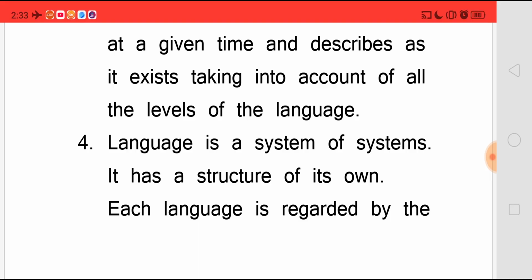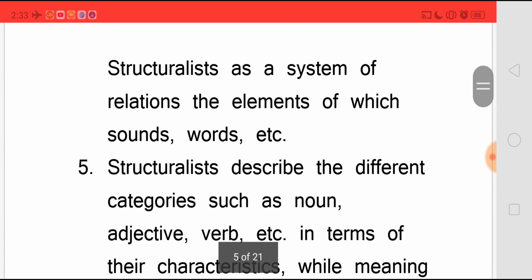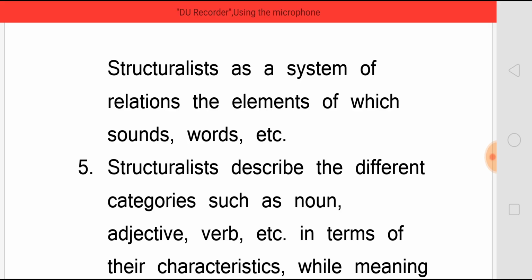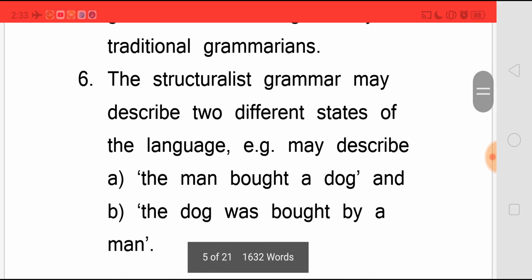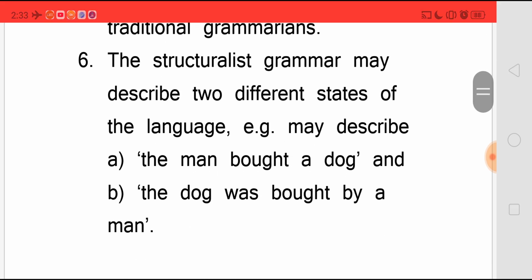Fourth, language is a system of systems. That is, language has its own structure and each language is regarded by the structuralist as a system of relations, the elements of which are sounds, words, etc. Structuralists describe the different categories such as noun, adjective, verb, etc. in terms of their characteristics, while meaning-based definitions were given to these categories by the traditional grammarians. The structuralist grammar may describe two different states of the language. Example, the man bought a dog and the dog was bought by a man.